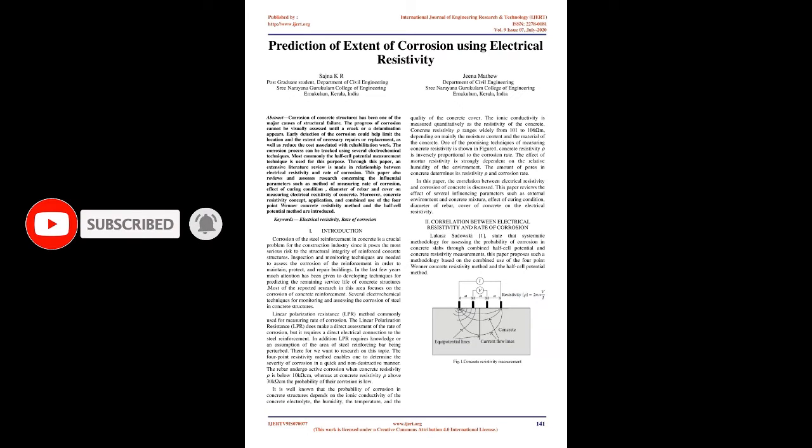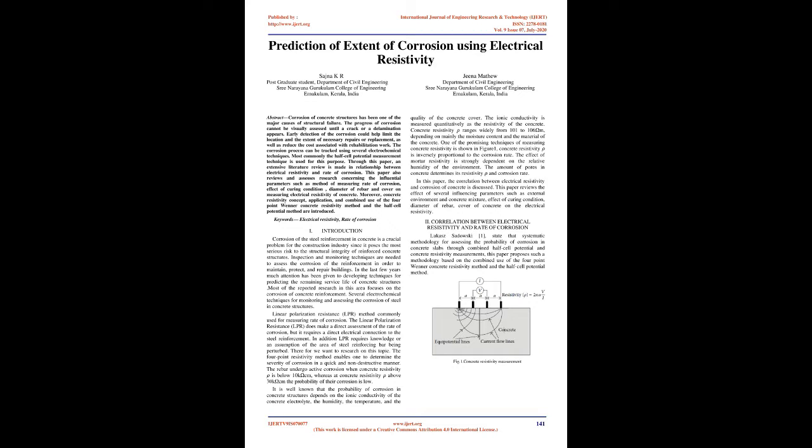The corrosion process can be tracked using several electrochemical techniques. Most commonly the half-cell potential measurement technique is used for this purpose. Through this paper, an extensive literature review is made on the relationship between electrical resistivity and rate of corrosion. This paper also reviews and assesses research concerning the influential parameters such as method of measuring rate of corrosion, effect of curing condition, diameter of rebar and cover on measuring electrical resistivity of concrete.